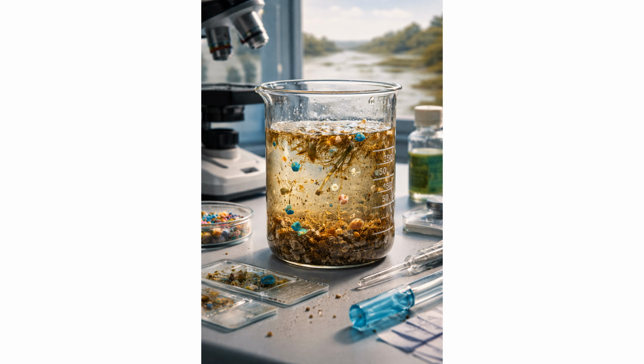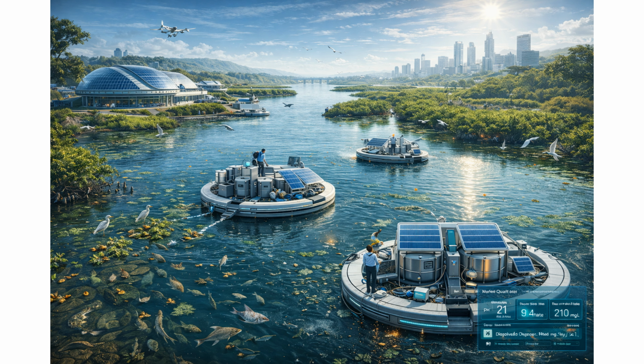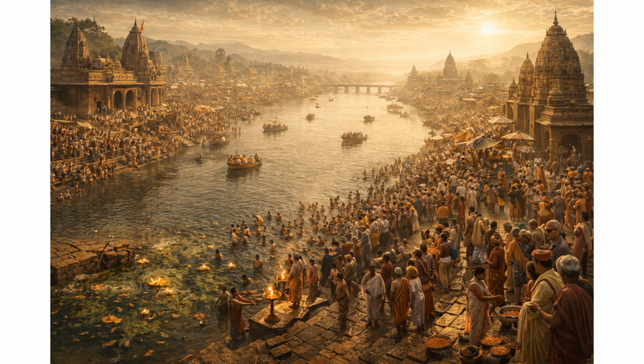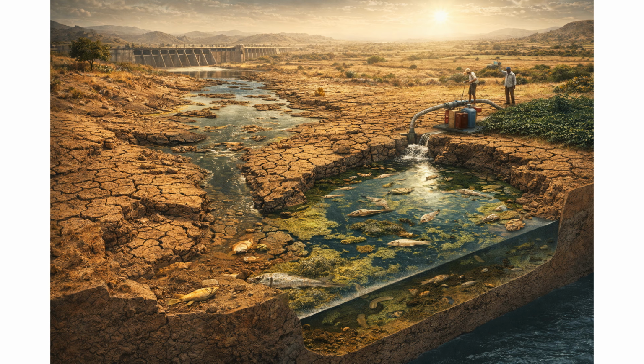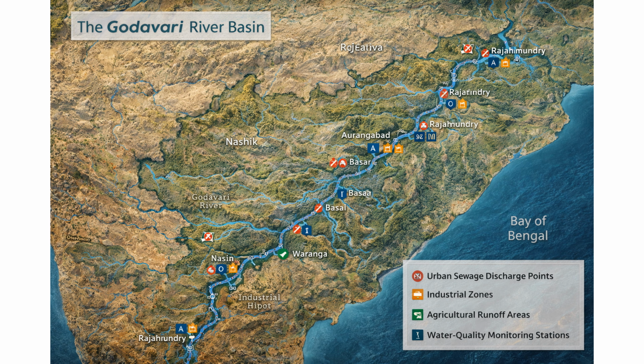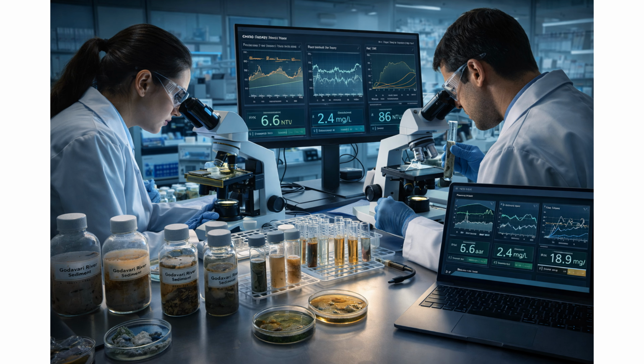Sources of pollution in the Godavari River. The degradation of water quality in the Godavari River is largely driven by a combination of anthropogenic activities. One of the primary sources of pollution is untreated domestic sewage discharged from urban centers along the river. Rapid urban growth in cities such as Nashik and Nanded has significantly increased wastewater generation.